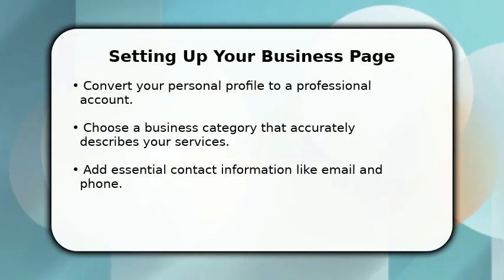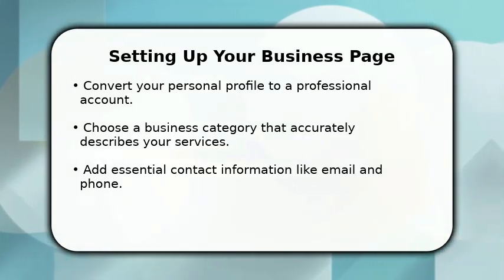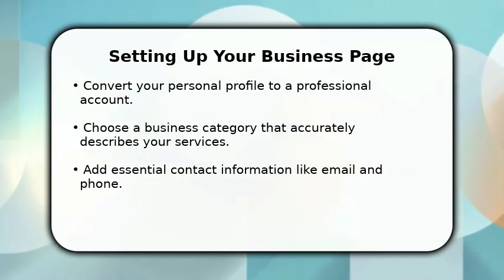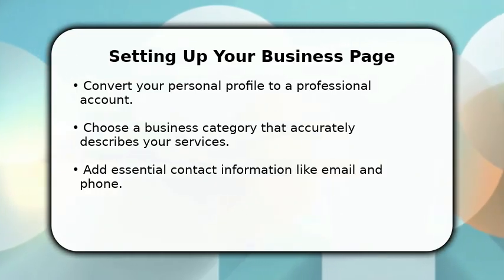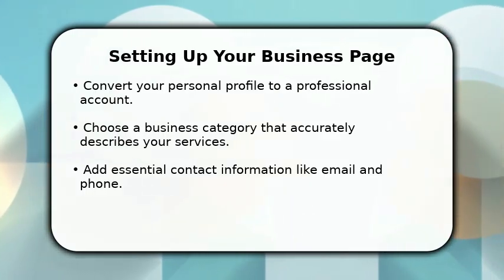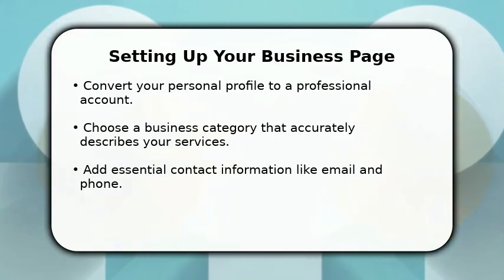In this video, I will explain how to make an Instagram business page. First, open your Instagram app and navigate to your profile. Tap the three lines in the top right corner, then select Settings and Privacy. From there, choose Account Type and Tools, and then switch to Professional Account. Follow the prompts to select your business category and add your contact details.